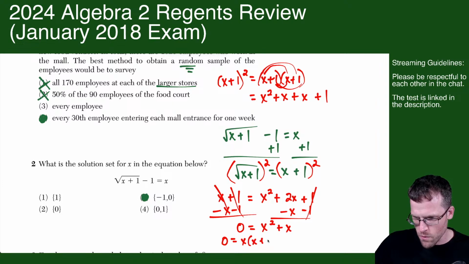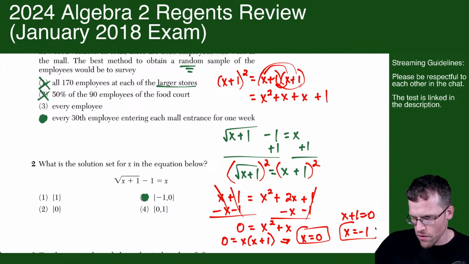So here, I could factor out the greatest common factor, which is x, and I get x times x plus 1. And then I set each of those factors equal to 0. I could set x equal to 0. That gives me one answer. And I set x plus 1 equal to 0. And that gives me x equals negative 1. Okay, so there are the 2 answers.